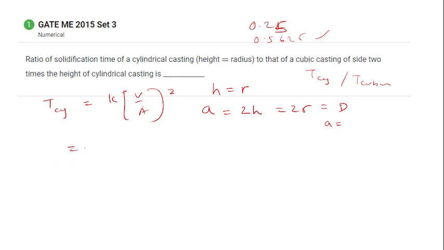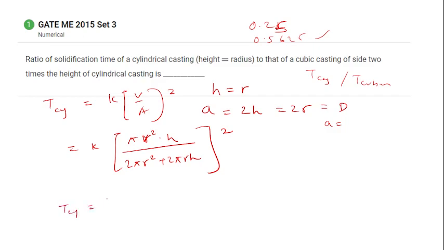T cylinder is K, your volume will be pi r square into h divided by 2 pi r square plus 2 pi r h, whole square. H is equal to r. So we can write it as T cylinder is equal to K. It will come as, cancel. Okay, I have solved it. It is coming as r square divided by 16.